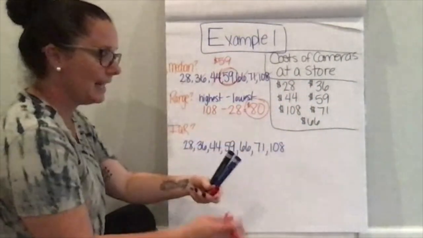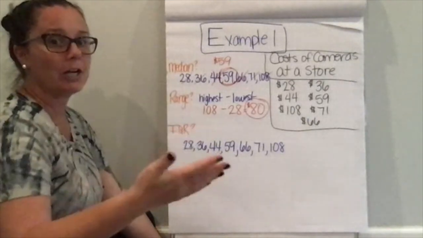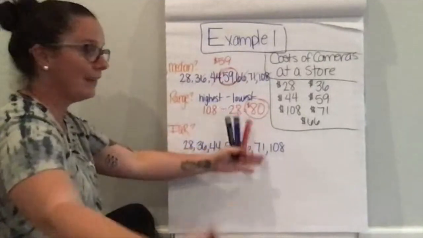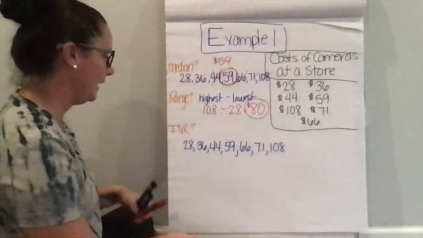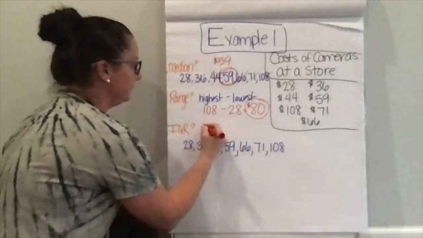So that gives you a good idea of, the more features they offer, the more they're going to cost. But when you have an option of cameras, you can go within a range of $80 and get a cheaper or a more expensive camera. Then we get to the IQR, the interquartile range.